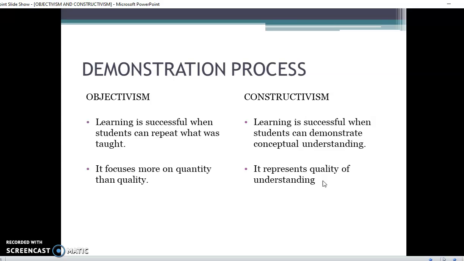So these were some of the points which differentiate objectivism and constructivism. We'll discuss more about it in our next class.